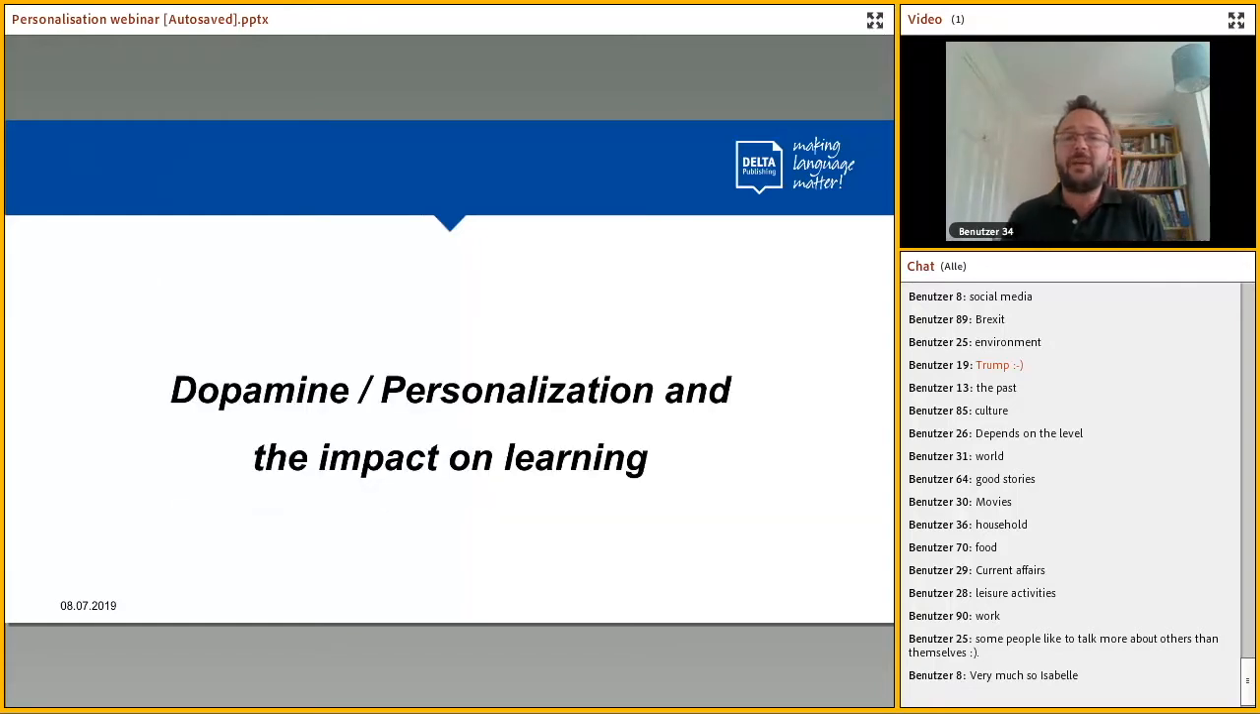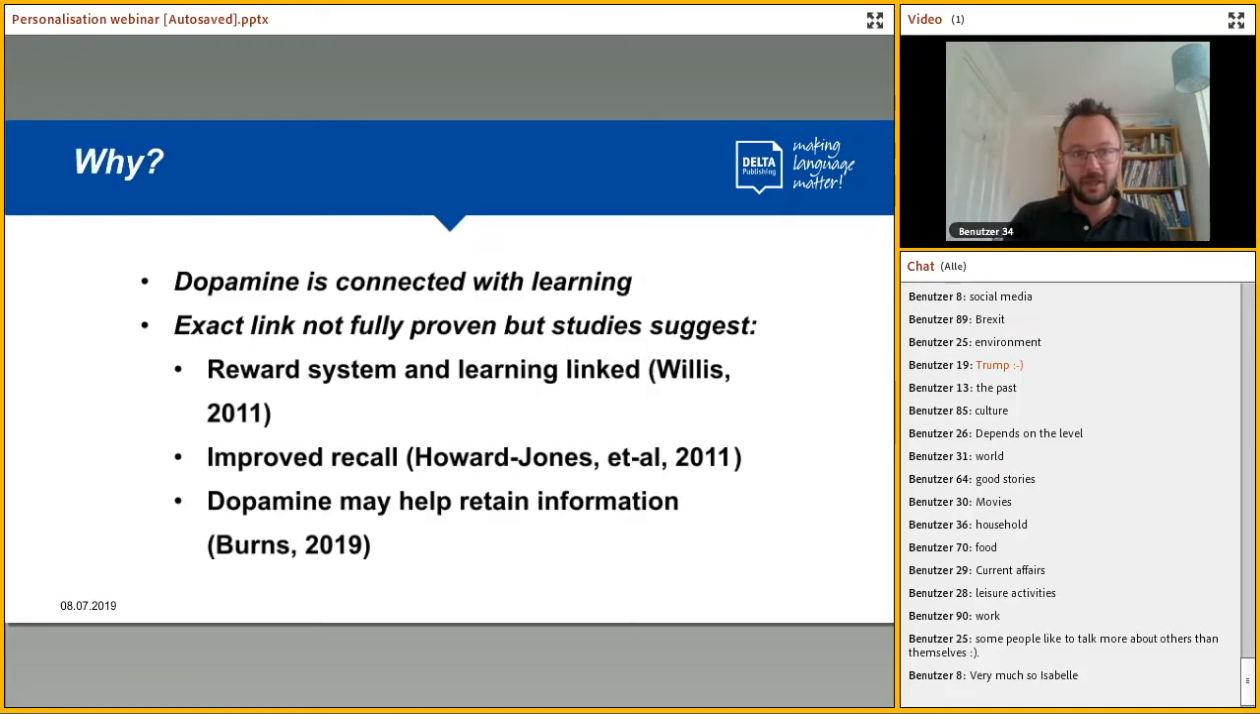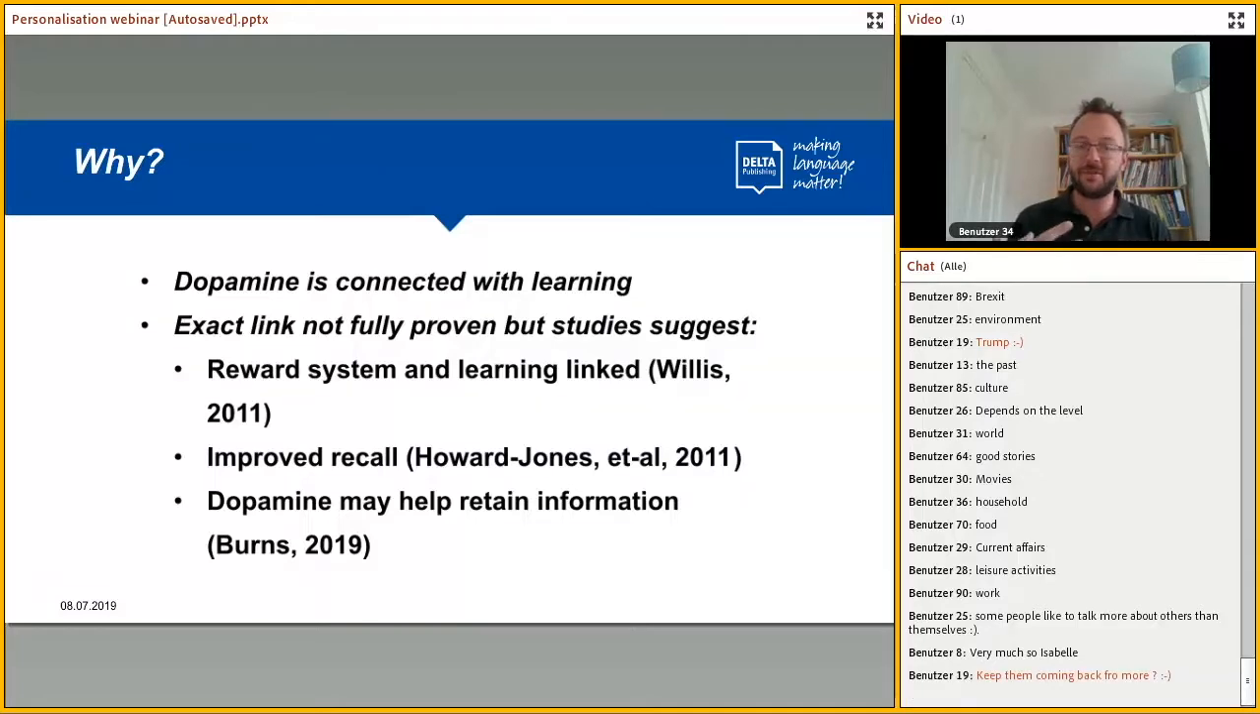So you might say, okay, fine, it increases dopamine, but what's the impact on learning? What's the connection to the classroom? Well, personalization and dopamine arguably do have an impact on learning. The research on this says that you can't definitively say higher levels of dopamine do result in better learning. The brain's incredibly hard to pick apart. There are so many factors that are intertwined there.